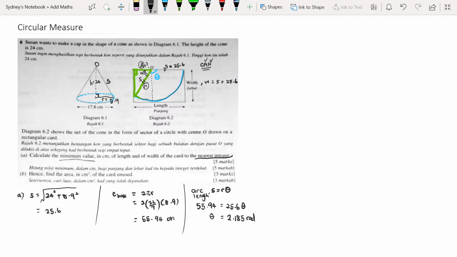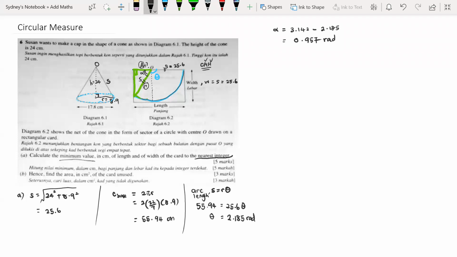Okay, so with that, let's find out what is the alpha first. So alpha equals 3.142, that is the value of pi, minus the theta in radian, 2.185. So using the calculator, alpha in radian is 0.957 radian.